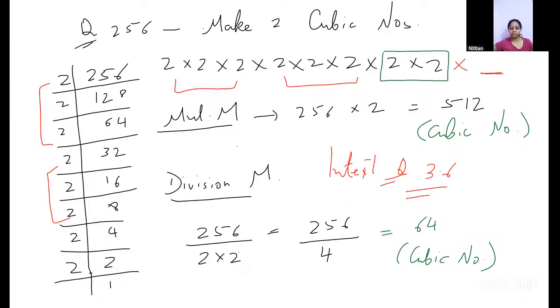Try them out. What you have to do is find out the factorization. You have to do the factorization first. Then you have to find out the cubic number using the multiplication and the division methods.